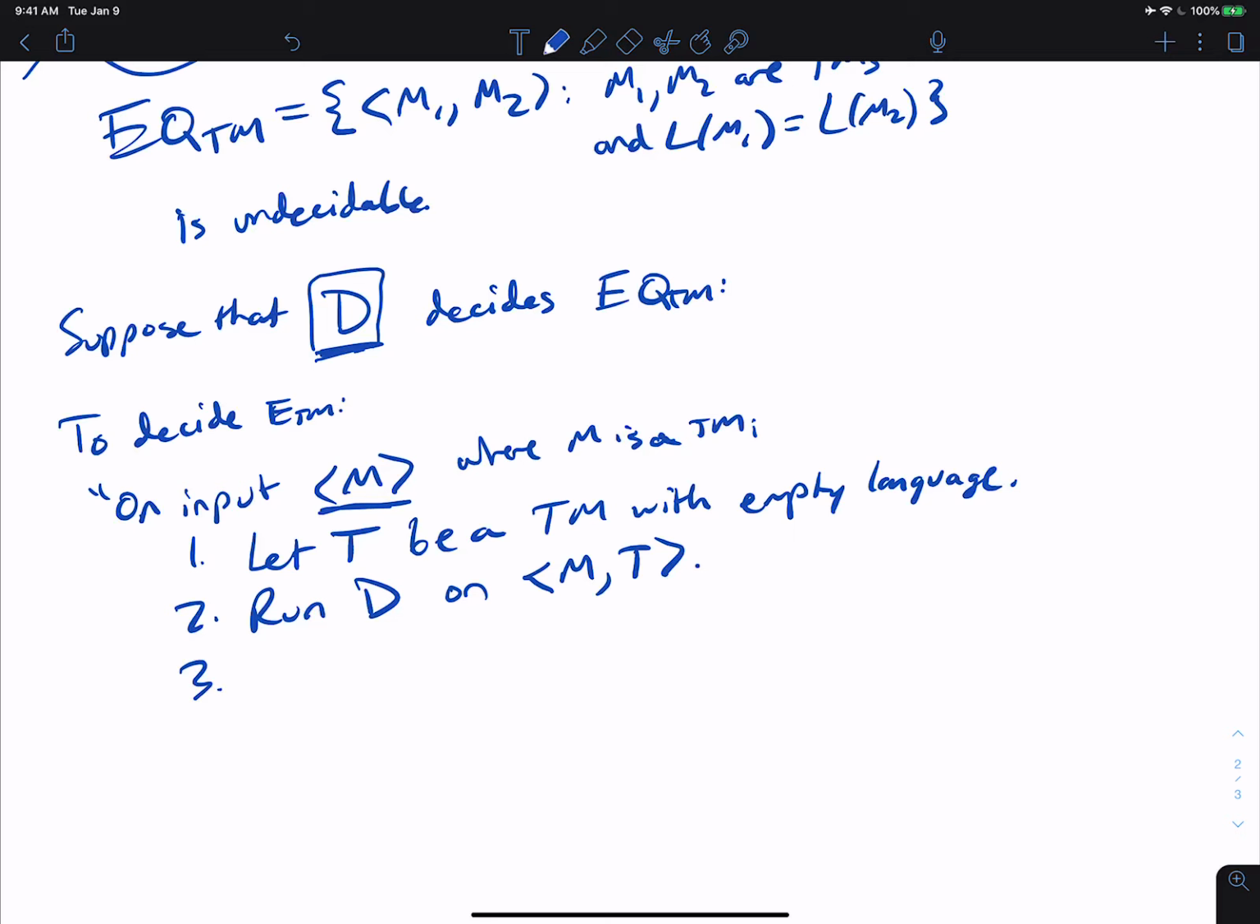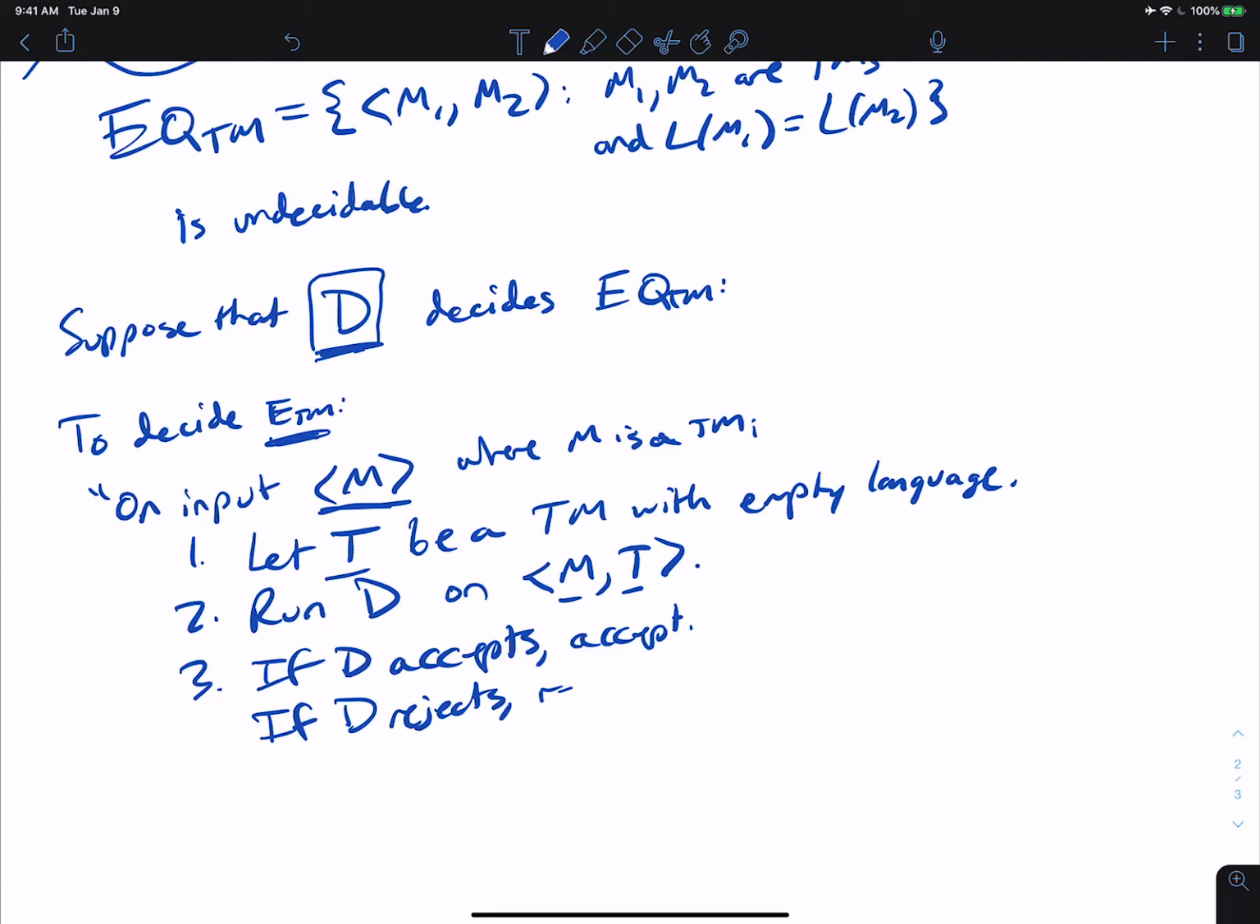If D accepts, that means that M and T have the same language. T has empty language, so M has empty language. That's the problem we're trying to decide, so here we should accept. And if D rejects, that means that M and T don't have the same language, so M cannot have the same language as the empty set, which means it must accept something. Because we're trying to decide the emptiness problem, we need to reject here.